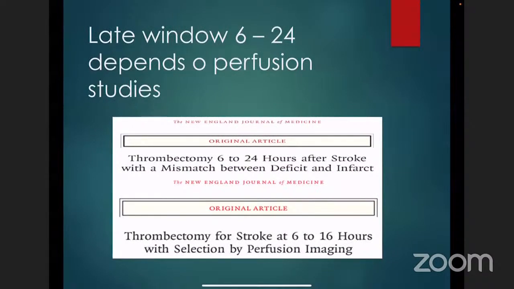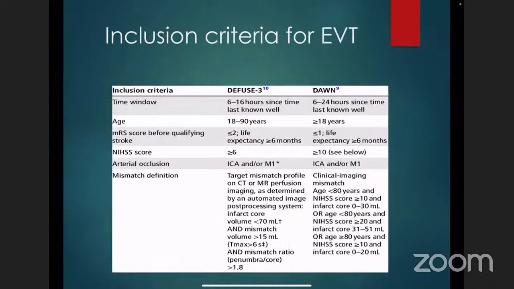Based on CT perfusion or MR perfusion, the late window trials, DEFUSE 3 and DAWN, from 6 hours to 24 hours, were published in 2017 or 2018. And the inclusion criteria based on the perfusion for endovascular thrombectomy: DEFUSE 3 from 6 to 16 hours and DAWN from 6 to 24 hours.